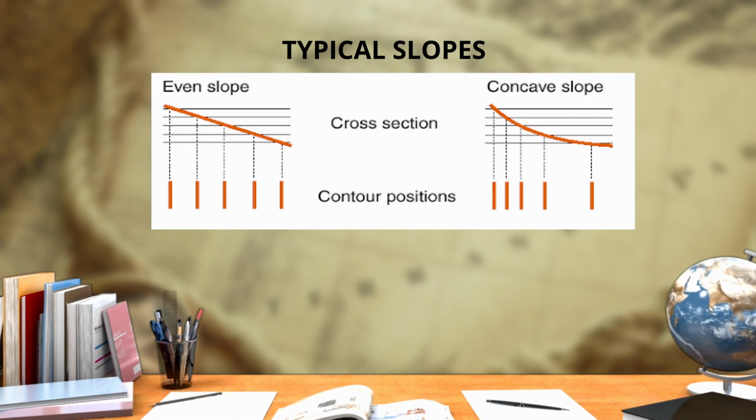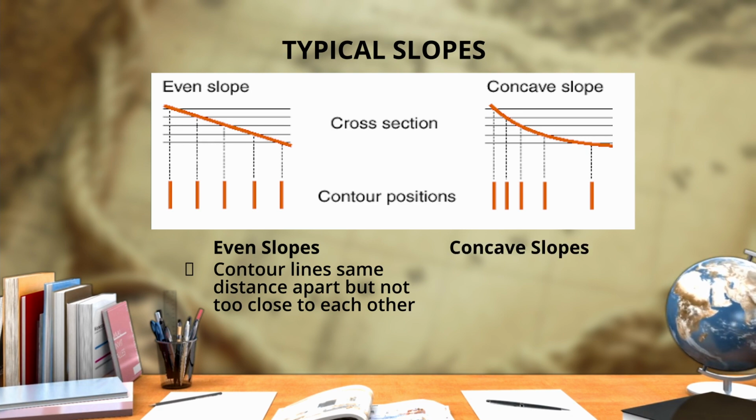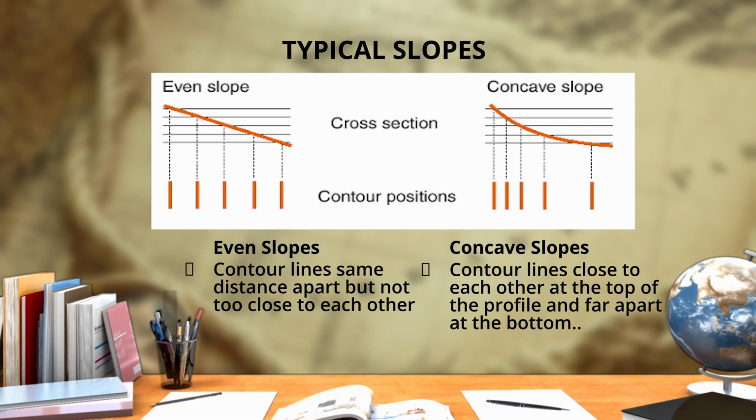Then we have even slopes. Even slopes is when contour lines are apart, but they are not too close to each other. There is an even distance between them. Then we have a concave slope. A concave slope is when contour lines are closer to each other at the top of the profile and they are far apart at the bottom of the profile.